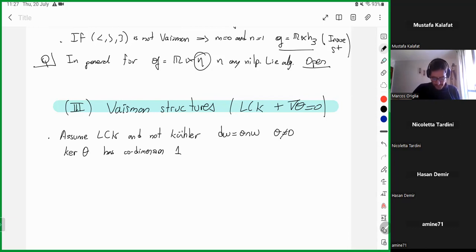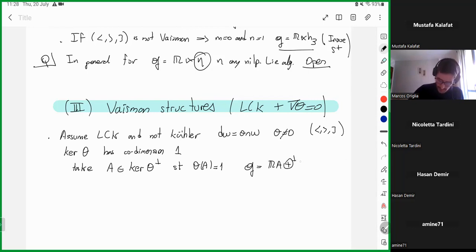So the first decomposition of the Lie algebra: we can take an element A. Sorry, I didn't mention, we always have our structure, so complex structure and inner product. So we can take A, an element in the orthogonal of the kernel of the one form, orthogonal with respect to the metric we have, the inner product. In this case, we can also choose this A such that theta of A is one. So the first decomposition of the Lie algebra is by this orthogonal complement of the kernel of the one form.